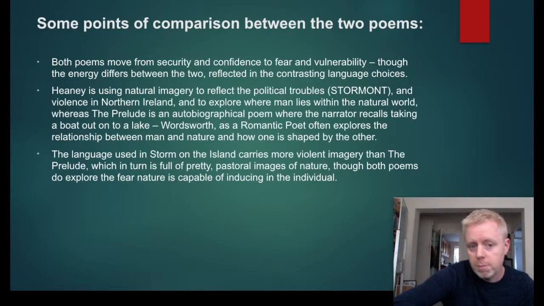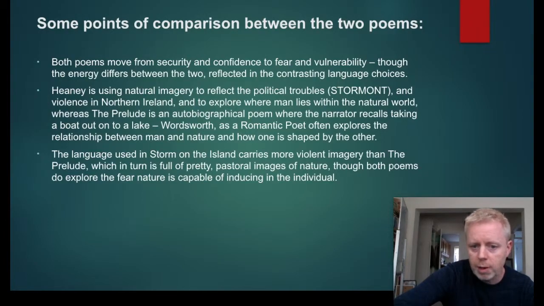Both poems move from security and confidence to fear and vulnerability, though the energy differs between the two, reflecting in the contrasting language choices. It's very serene in the Prelude, whereas it's quite violent in Storm on the Island. Heaney uses natural imagery to reflect the political troubles. Stormont, that's the home of the Northern Irish government, and it's spelt out in Storm on the Island. The first 8 letters spell this out. And violence in Northern Ireland, and to explore where man lies within the natural world.